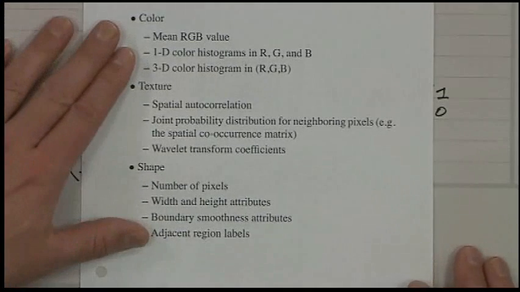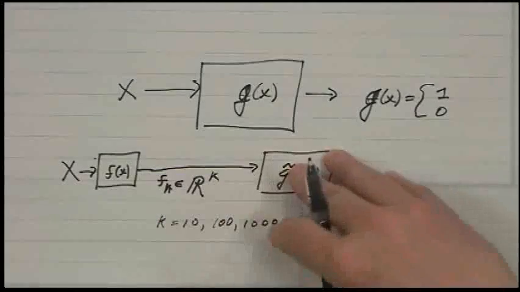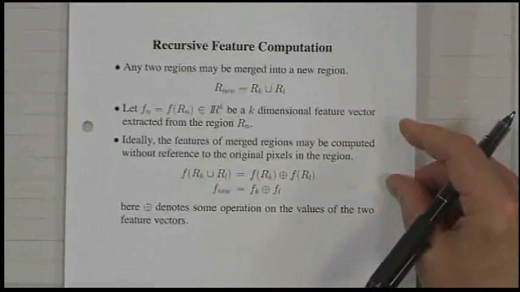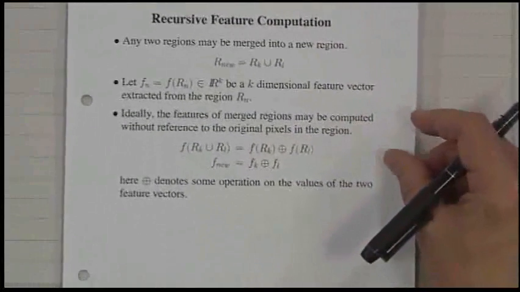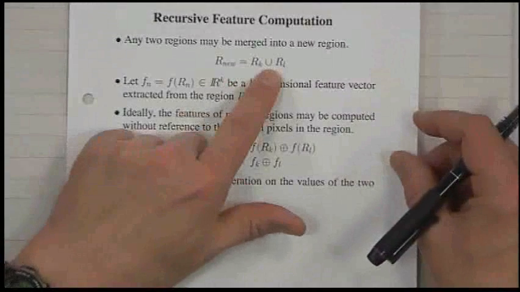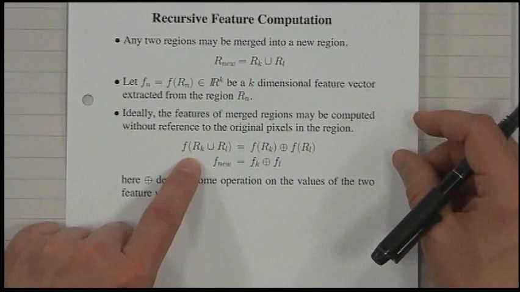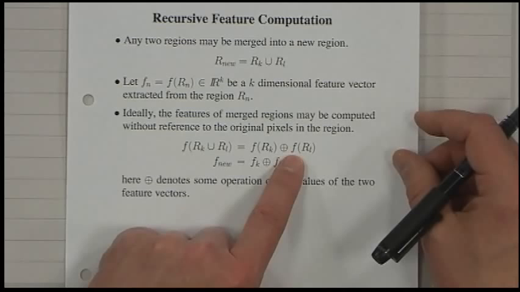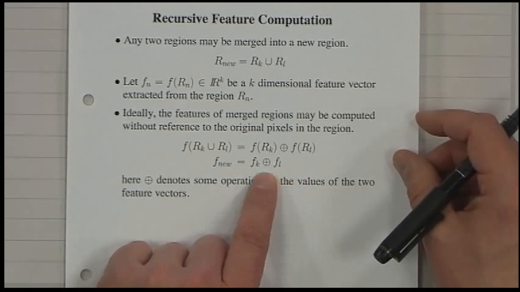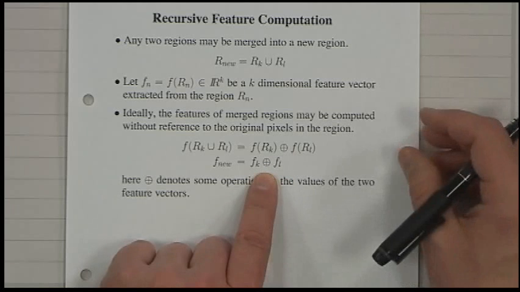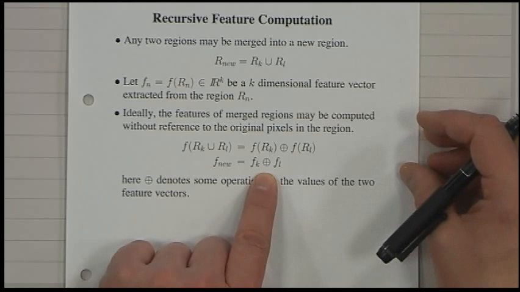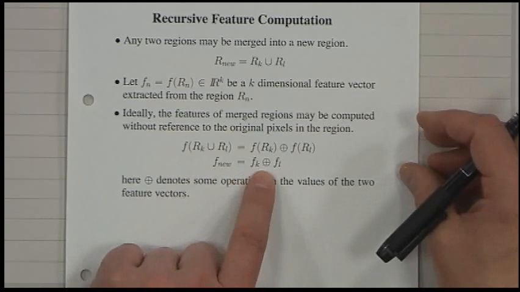With this feature vector, you can decide when two regions are similar by deciding if their feature vectors are similar enough. And hopefully, when you merge two regions, you can compute the feature vector as a function of the two feature vectors, without going back to the original regions. That's often not the case, but it's often an approximation you can make. So pick feature vectors which can be computed that way.